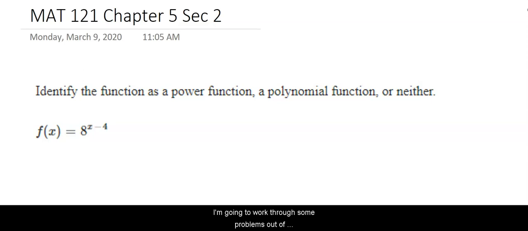In this video, I'm going to work through some problems out of Chapter 5, Section 2. First, we need to identify the difference between a power function, a polynomial function, or something that's neither one.